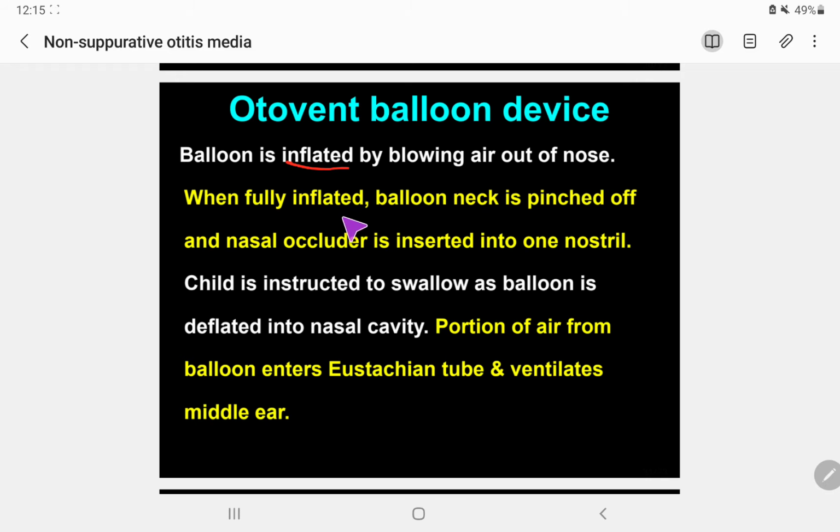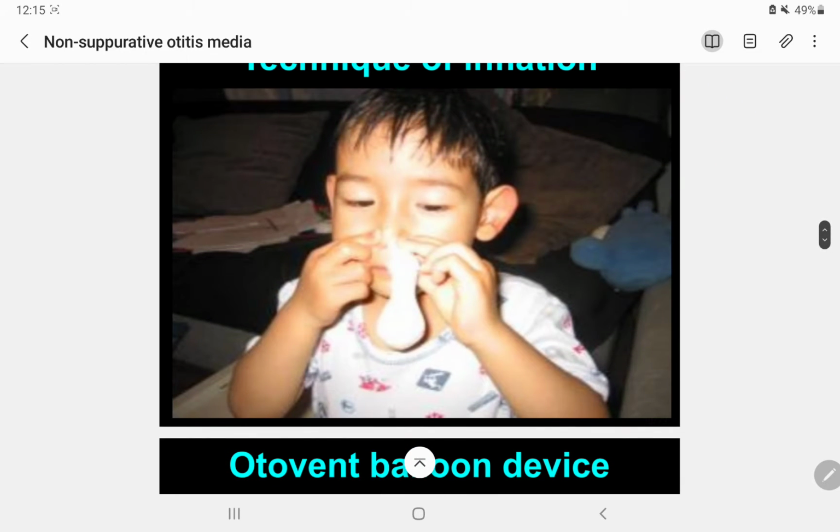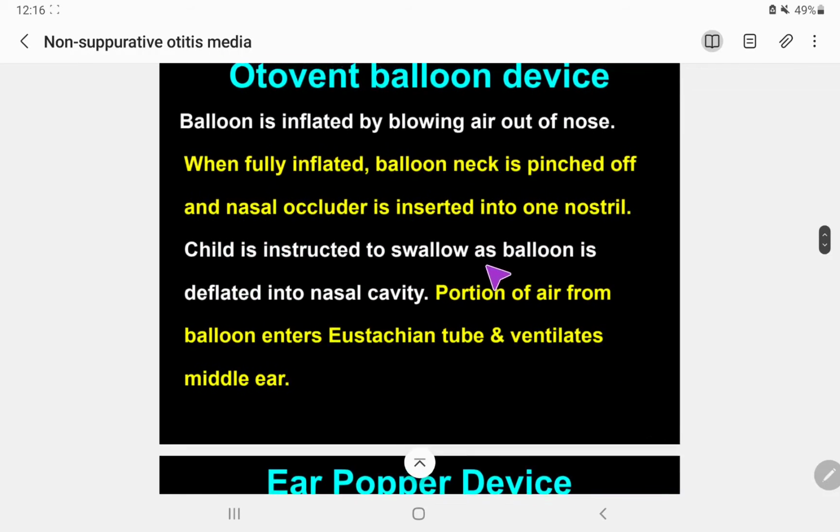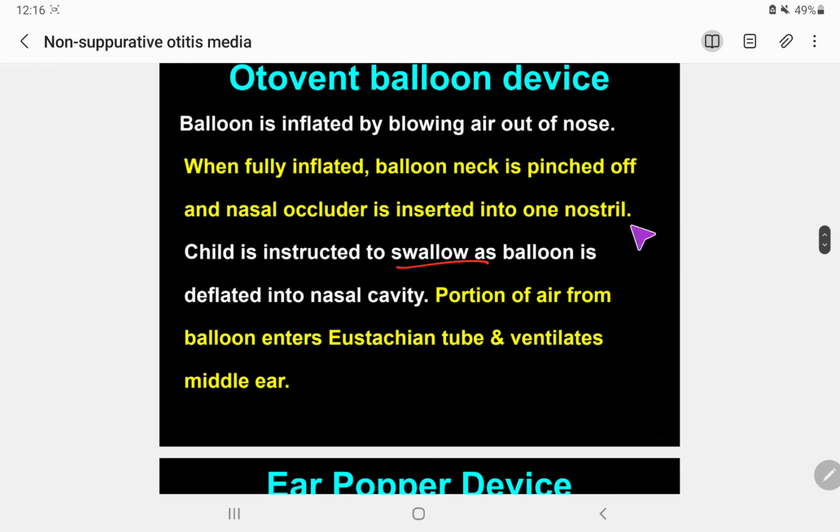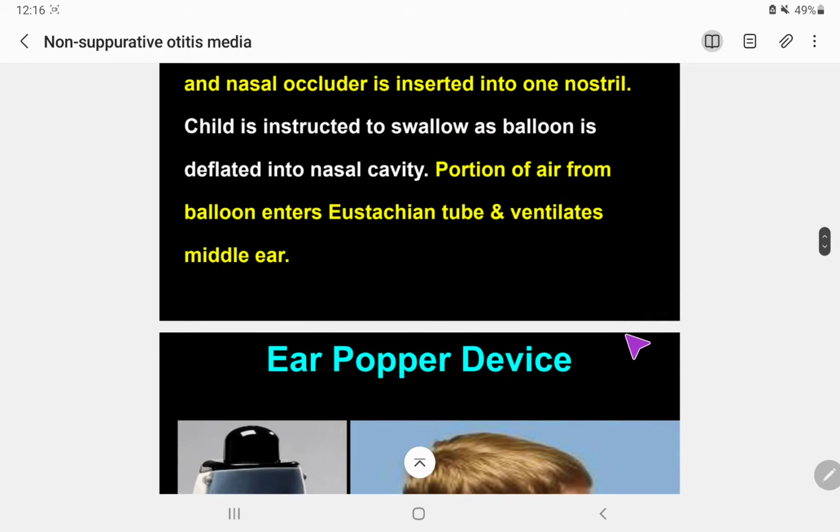When fully inflated, the balloon neck is pinched off, and the nasal occluder is inserted into one nostril. Then the child is instructed to swallow as the balloon deflates into the nasal cavity. Swallowing is very important. A portion of the air from the balloon enters the eustachian tube, and the air will ventilate the middle ear, so there will be no otitis media with effusion. It is also a non-surgical, non-medical treatment, right?